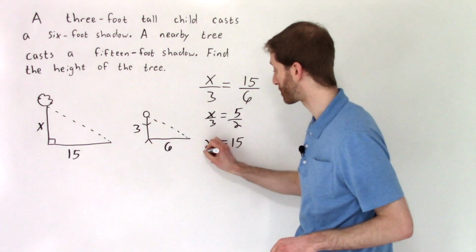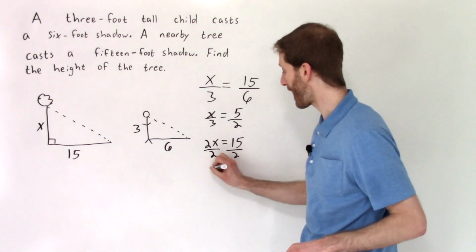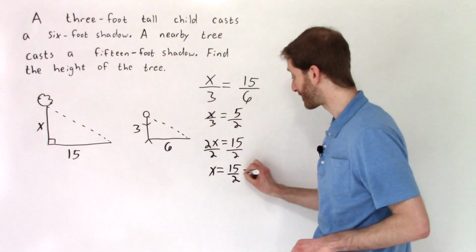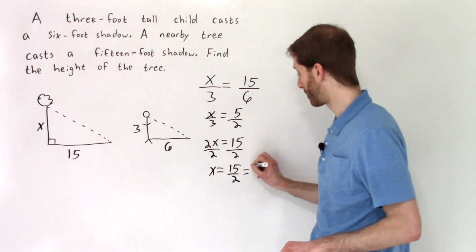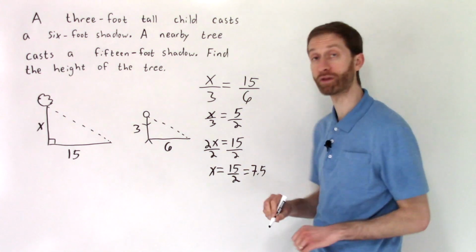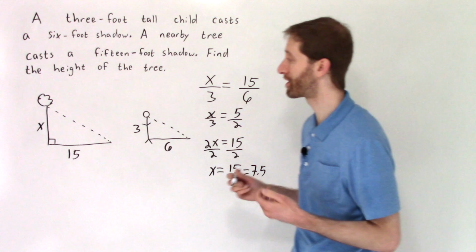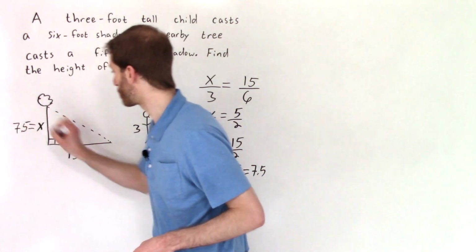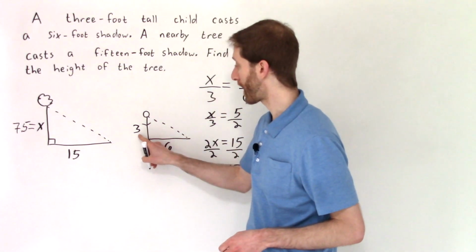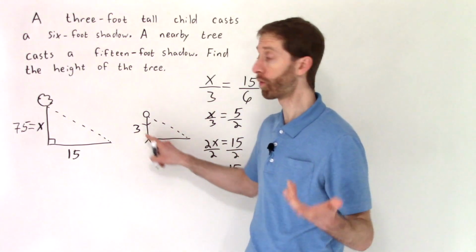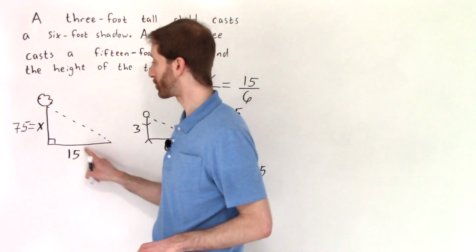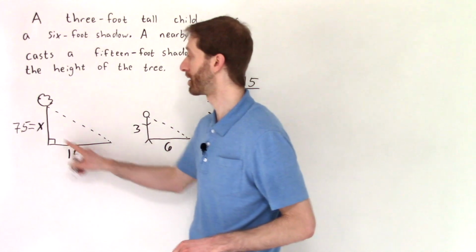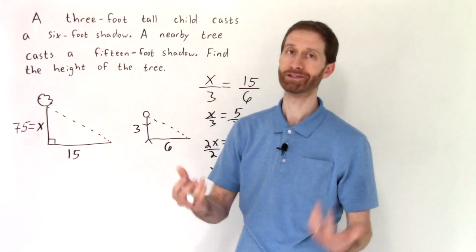Sweet! So all I've got left is to solve that remaining equation. I'm going to divide both sides by 2. And what I have left is X, or the height of the tree, is 15 halves. As a decimal or a mixed number, it's up to you, I'm going to write it as a decimal. We have 7.5 feet. So the height of the tree is 7.5 feet, which makes sense. It makes sense because the ratio of the child's shadow to the child is 6 to 3, or 2 to 1. And the ratio, therefore, of the shadow of the tree to the height of the tree must also be 2 to 1. And 15 to 7.5 is 2 to 1.